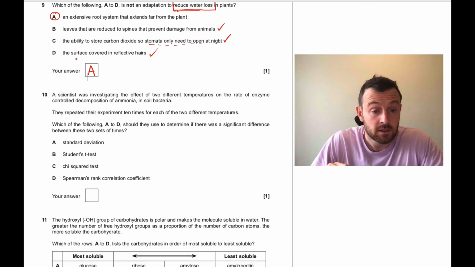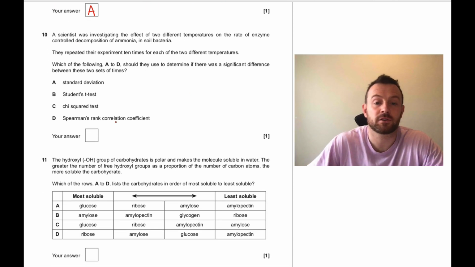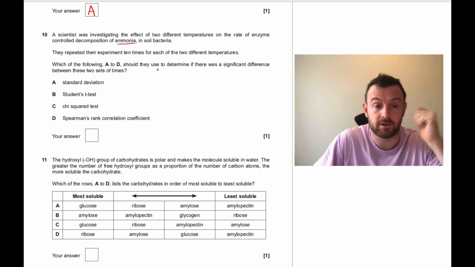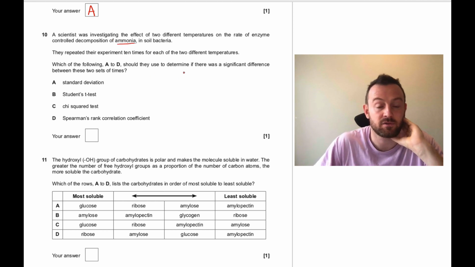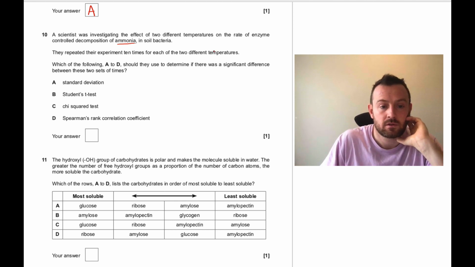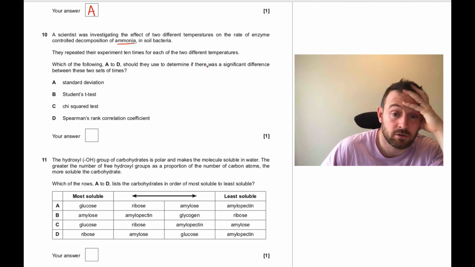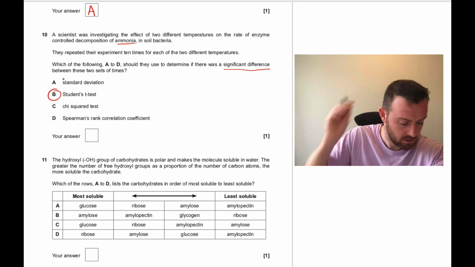10. A scientist was investigating the effect of 2 different temperatures on the rate of enzyme-controlled decomposition of ammonia in soil bacteria. They repeated their experiment 10 times for each of the 2 different temperatures. Which of the following, A to D, statistics should they use to determine if there was a significant difference between these 2 sets of times? Well, a significant difference is normally a t-test. Yeah, I think it's t-test. All right, 10? t-test.